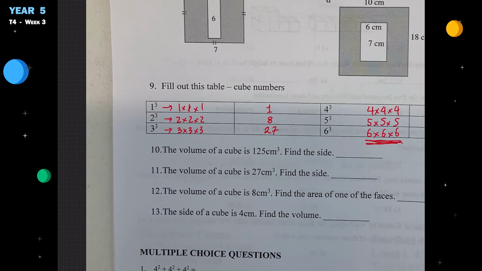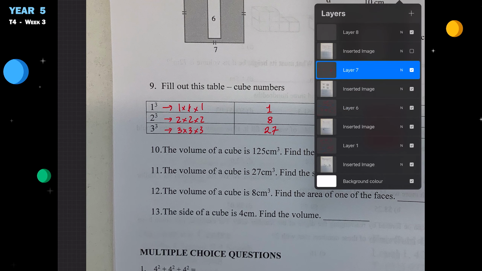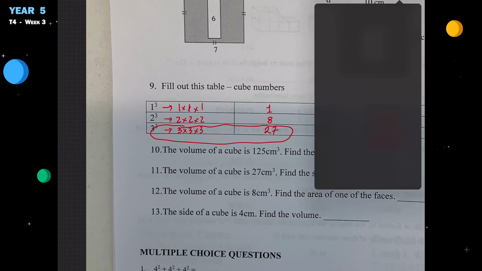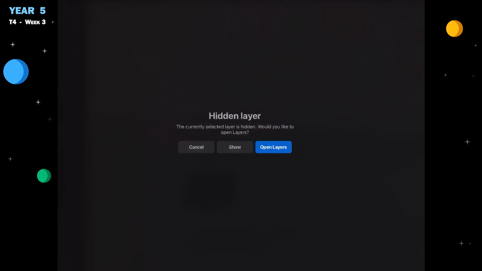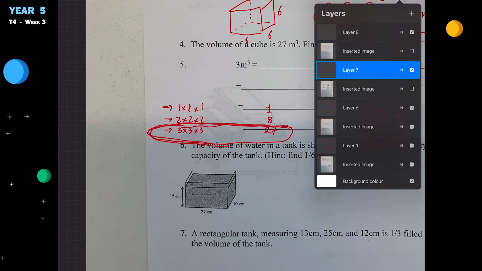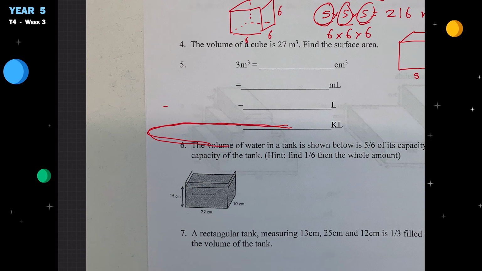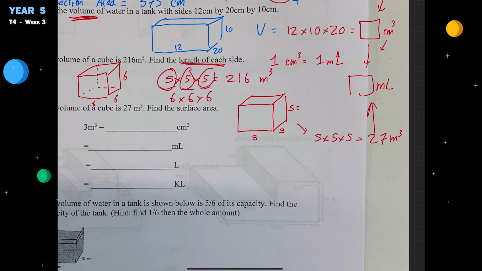Let me just try again. Okay, you can see here 3 times 3 times 3 is 27. Hold on, layers are not in the right place. Okay. So that means that each side must be 3.